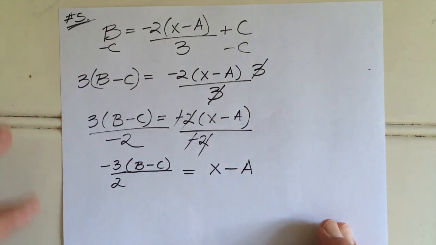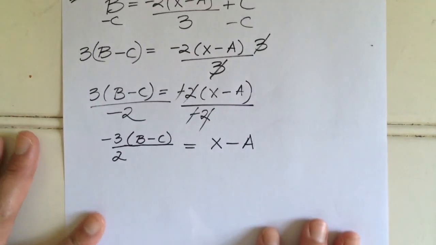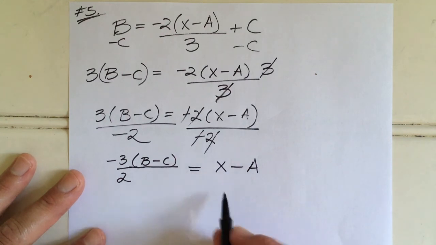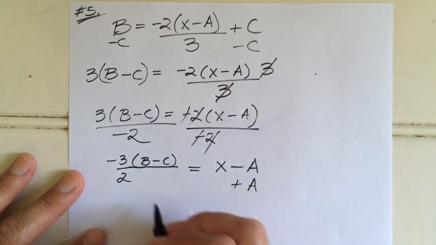All right, so we just have one last thing left to do, and that is to multiply, or not multiply, but we got a subtraction here. I want to get x alone, so we're going to add a to both sides.